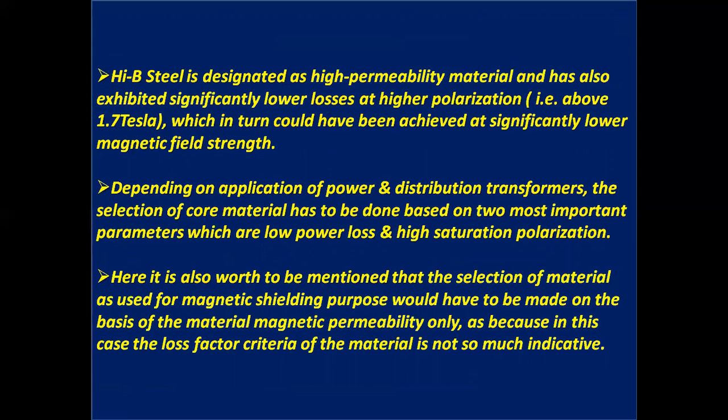HIB steel is designated as a high permeability material and has also exhibited significantly lower losses at higher polarization, that is above 1.7 Tesla, which in turn could be achieved at significantly lower magnetic field strength. Depending on the application of power and distribution transformers, the selection of core material has to be done based on two most important parameters, which are low power loss and high saturation polarization.